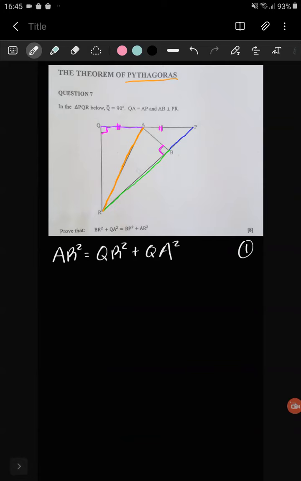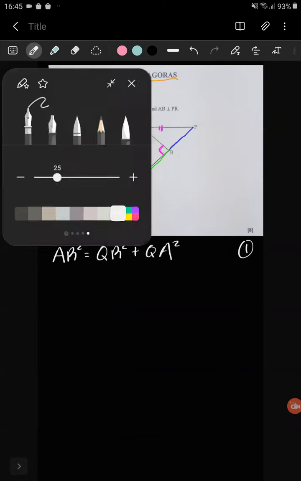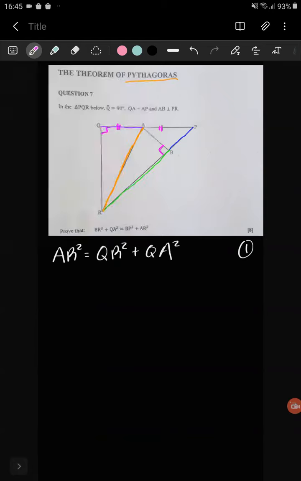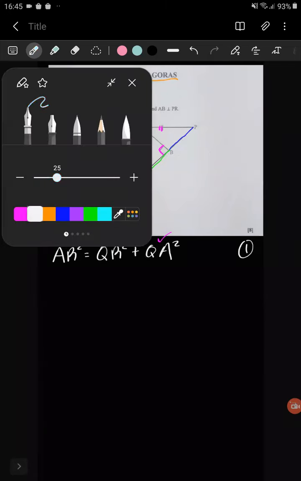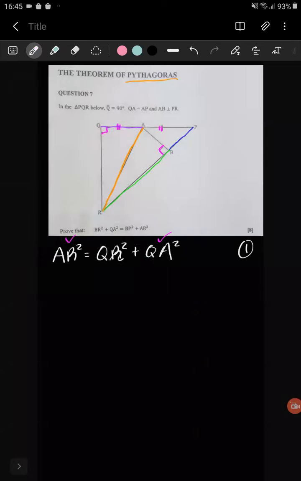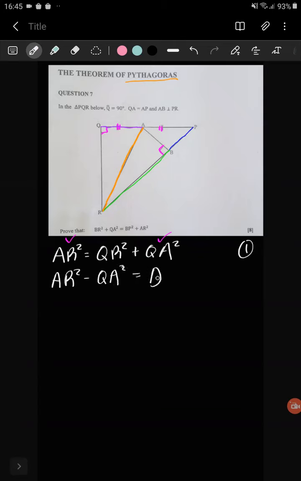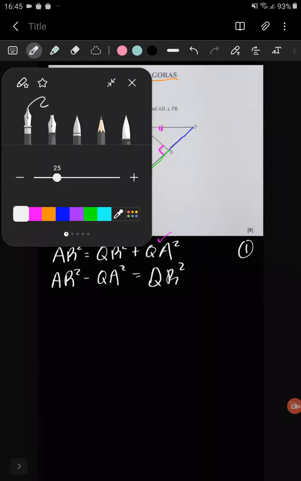Before we move on though, let's take into account which of these lines are in this expression. So AR, okay, fine. And then QR, nope. And then AQ, yes. So let's maybe isolate QR here, just so that we have AR and QA only. So if you isolate QR here, you can have AR squared minus QA squared is equal to QR squared. Whether this is going to help for now, we can just leave it for now.